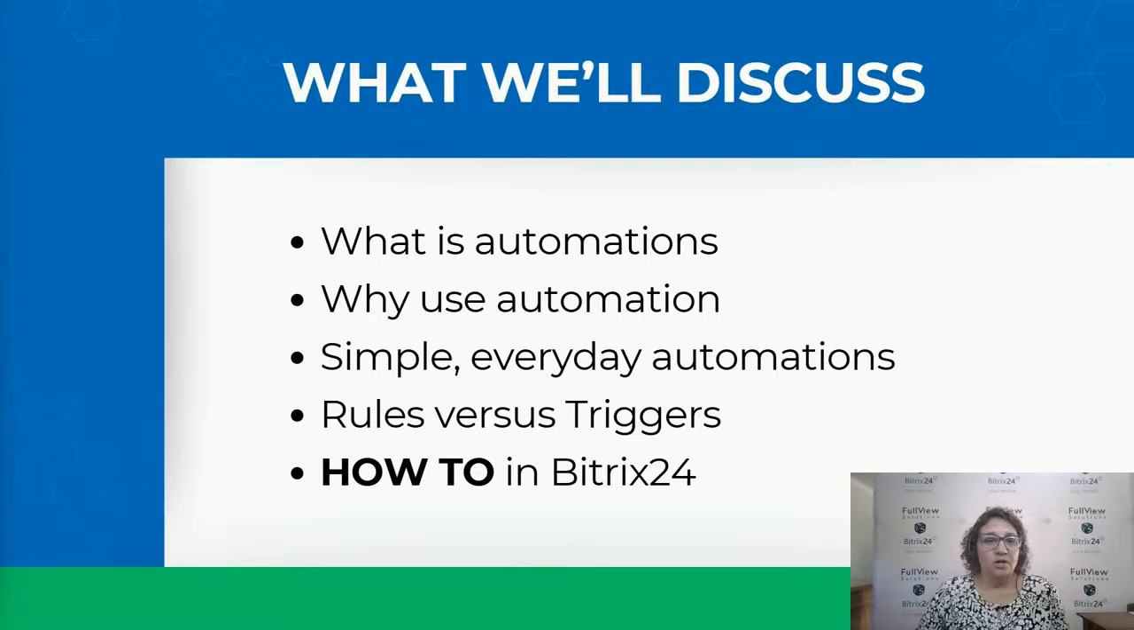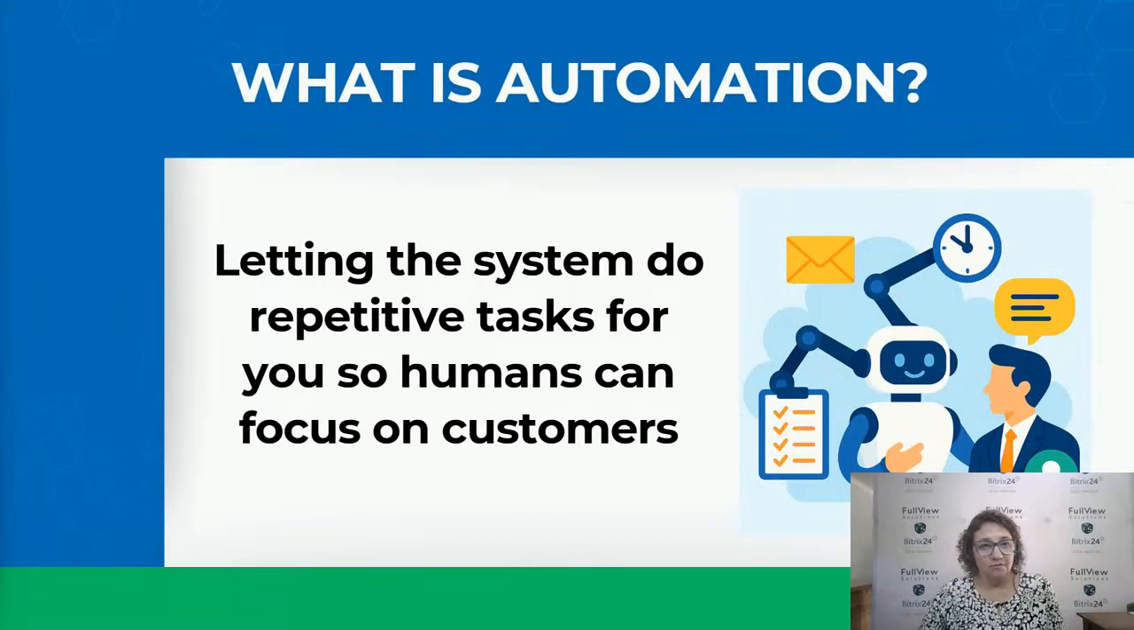So, I tried to get a very good definition of what automations are. The one I got that I really like is letting the systems do repetitive tasks for you so humans can focus on customers. Let it send those reminders, let it send the automatic emails. Then we can have the conversations and consulting with the customers that I want to say the robots can't do. So the question is, why use automations?